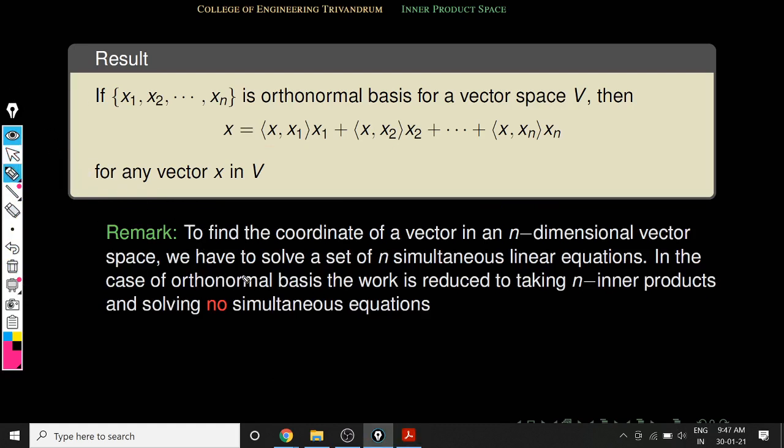So this is a remark. To find the coordinate of a vector in an n-dimensional vector space, we have to solve a set of n simultaneous linear equations. That will take more time. In the case of an orthonormal basis, the work is reduced to taking n inner products. You simply consider only n inner products instead of solving n simultaneous equations. You got it?